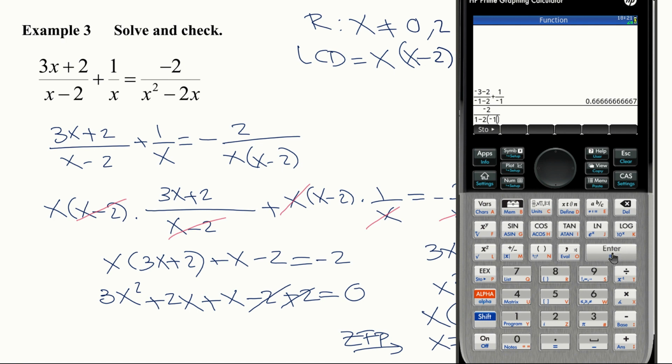What do I hope to see once I hit enter if I've done this correctly? I hope to see that answer, because that's what it should be. And in fact, I get the opposite of that answer. So that one did not work either. Let's make sure that we plugged everything in correctly. -2 over 1 minus 2 times -1. Yes, sure enough, okay?